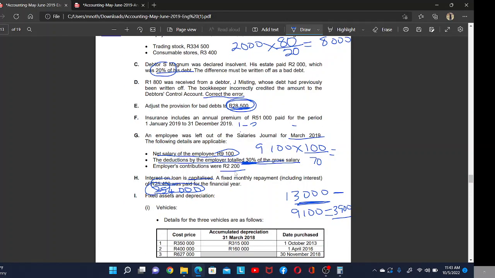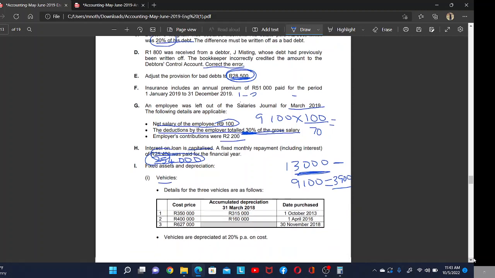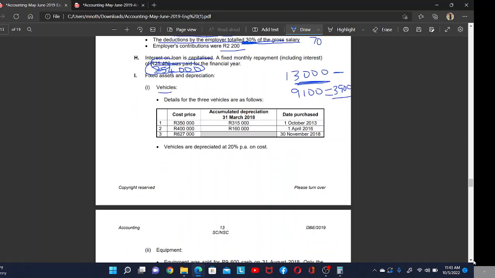Fixed assets and depreciation. Number one, vehicles. We are told that the depreciation for three vehicles is shown as follows. Number one, we are given vehicle number one, which has a cost price of 250, purchased on 1 October 2013.